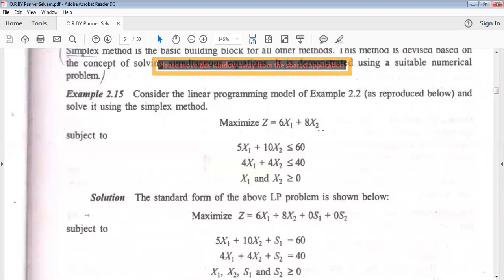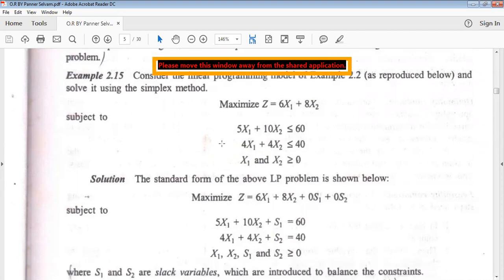Maximize z = 6x1 + 8x2, subject to 5x1 + 10x2 ≤ 60, 4x1 + 4x2 ≤ 40, and x1, x2 ≥ 0. This is the same problem we have taken earlier. So this was solved earlier by the graphical method. Now we are solving the same problem by the simplex method.